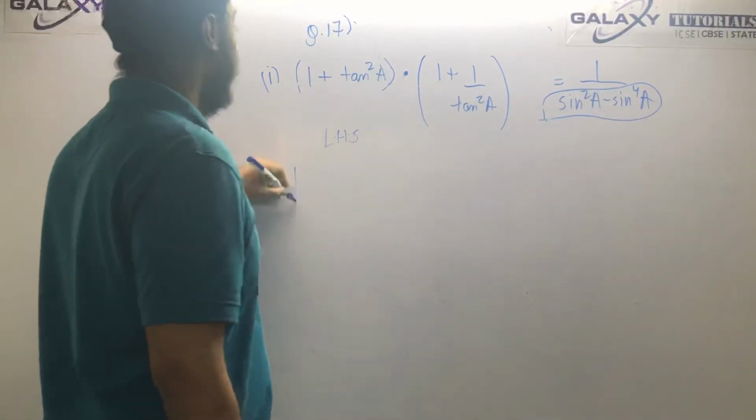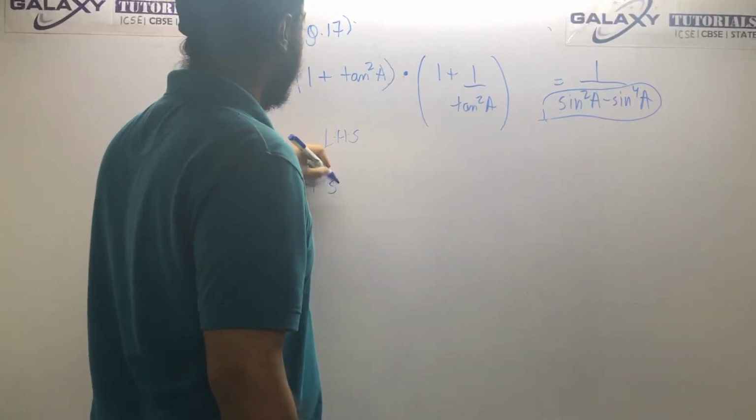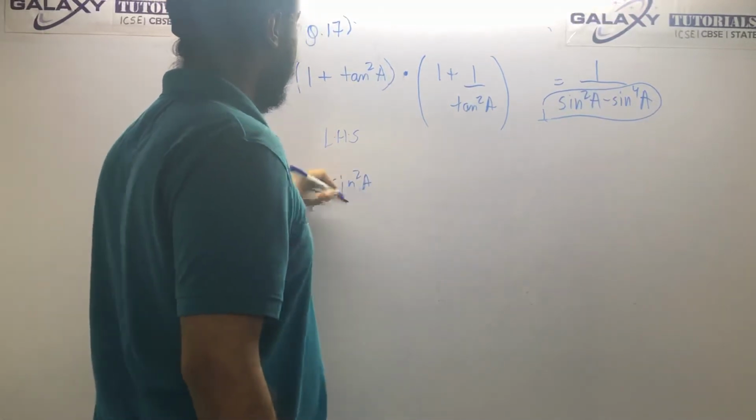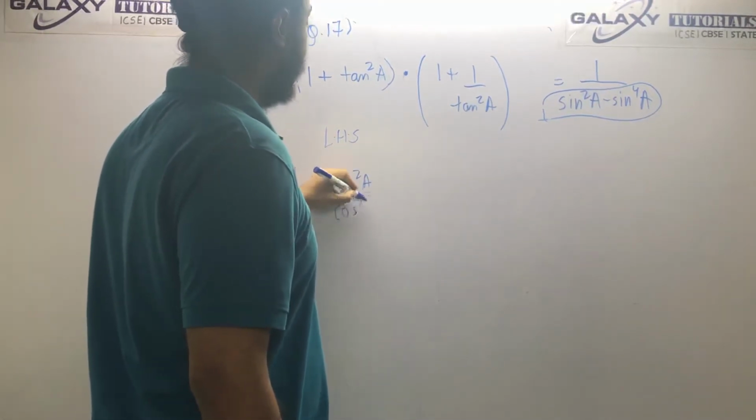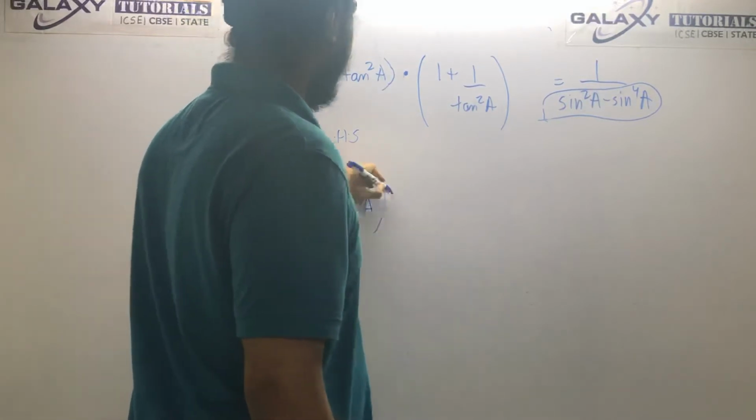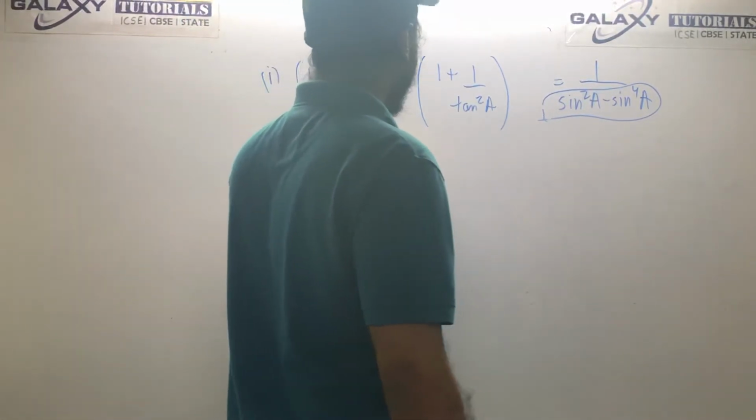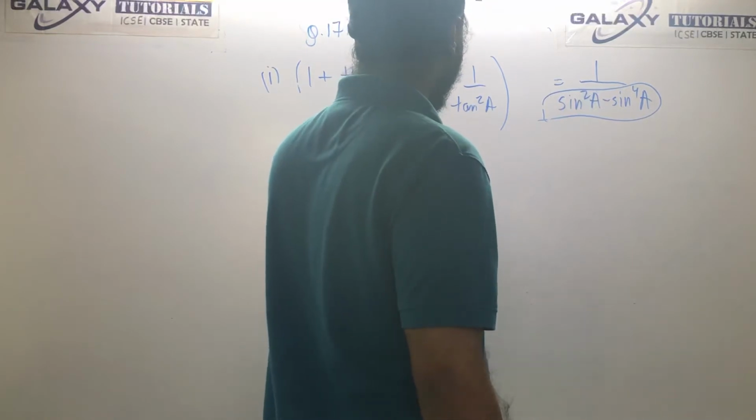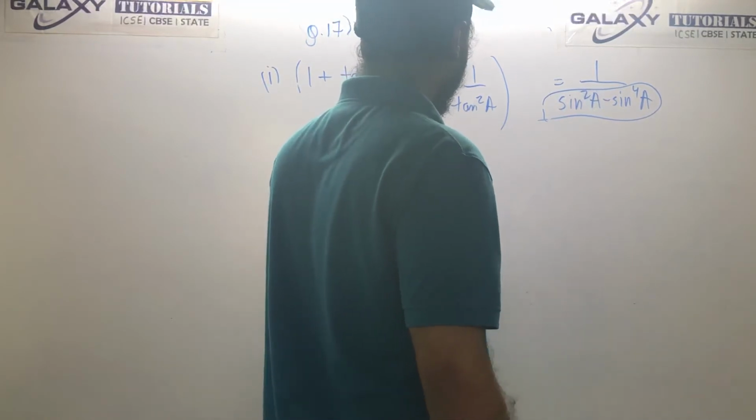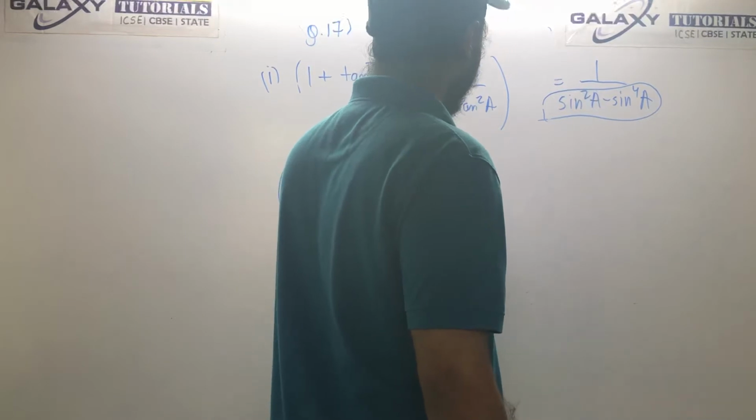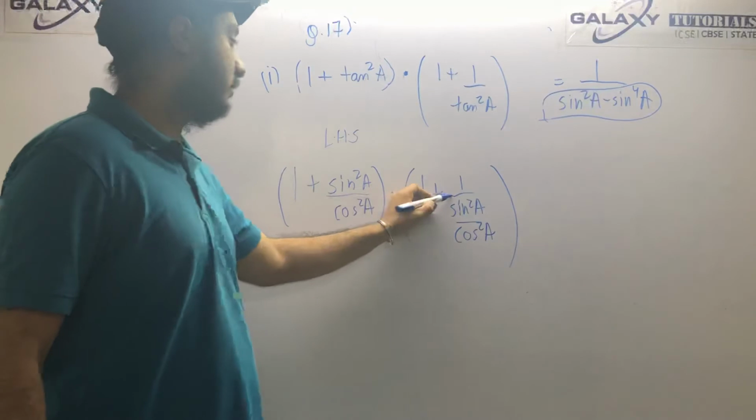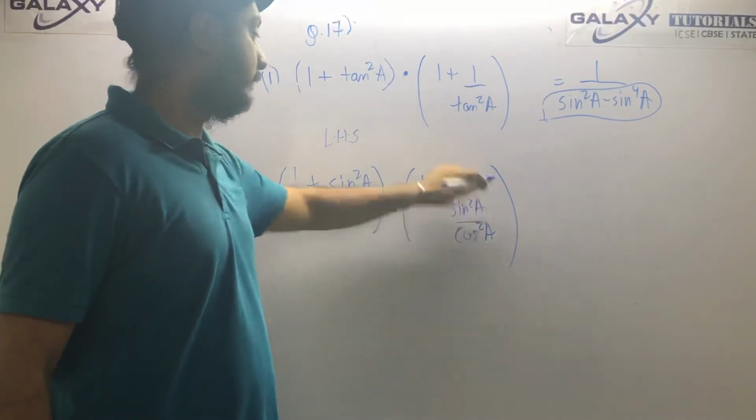So you will write here 1 plus sine square a upon cos square a into 1 plus 1 upon sine square a. Yes, you can write like this. Okay.